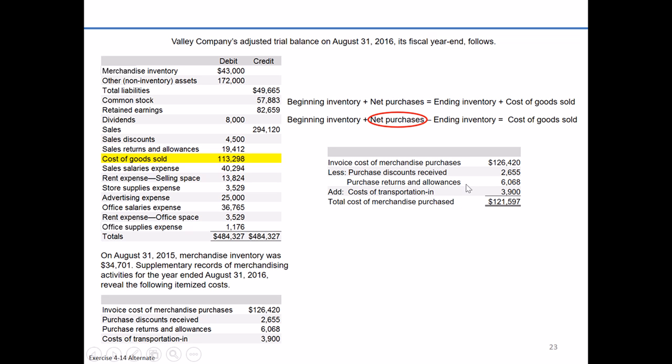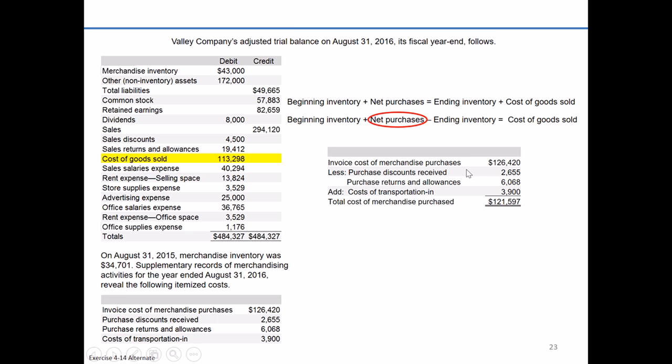I also need to subtract out $6,068 of purchases returned to allowances, because those are things I either return to my vendors or they give me a concession on the pricing because maybe I was unhappy with them. But I also have to add in any cost of transportation in. So if goods were shipped FOB shipping point and there's any freight charges, I need to include that in or add that $3,900 in to my overall cost of purchase.